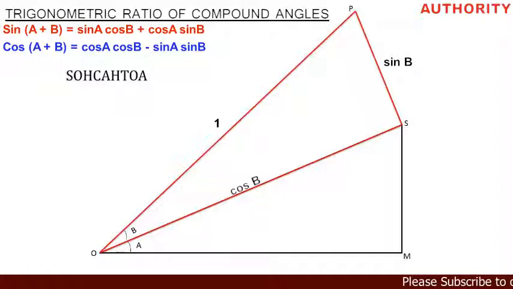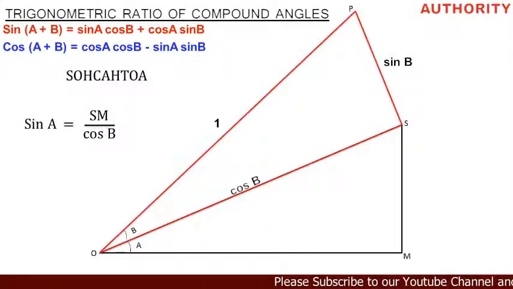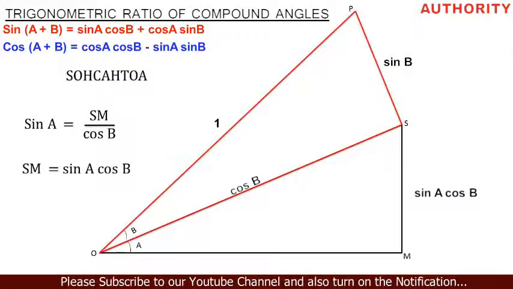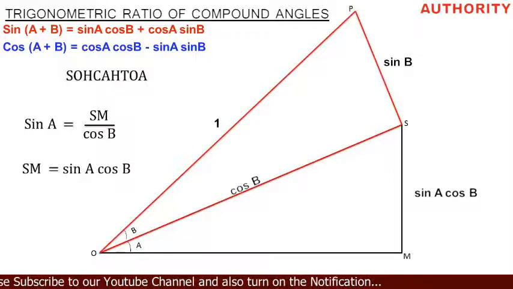Now let's use sinA. So we're going to say sinA is equal to opposite all over hypotenuse, right? In this case, we have our opposite to be SM all over our hypotenuse, which is cos B. Now making SM the subject, we're going to have sinA cos B. That means our opposite, which is SM, is equal to sinA cos B. Is that true? Yes.